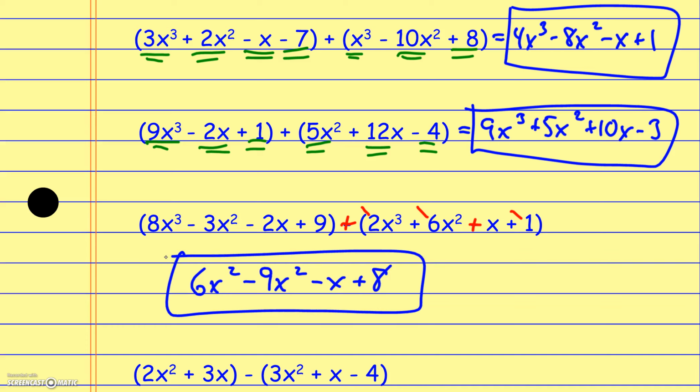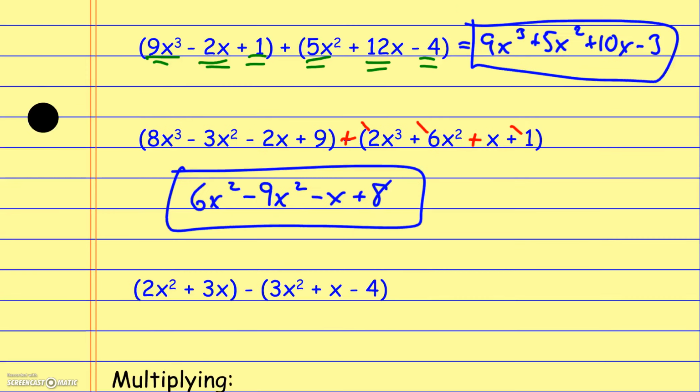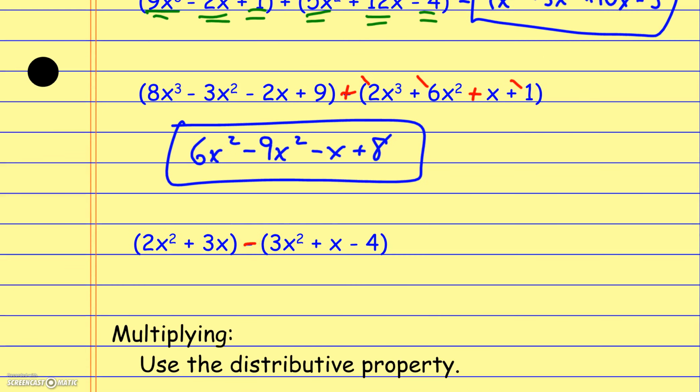Okay, so change it to adding the opposite, then combine like terms. Same thing with the next one. I've got subtraction here, which I'm going to change to adding the opposite.